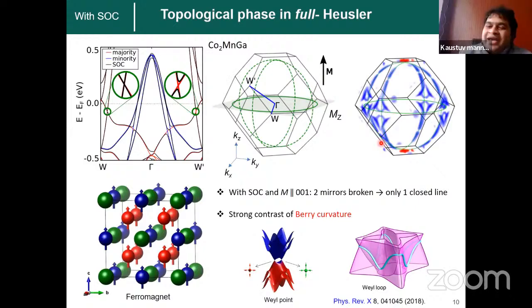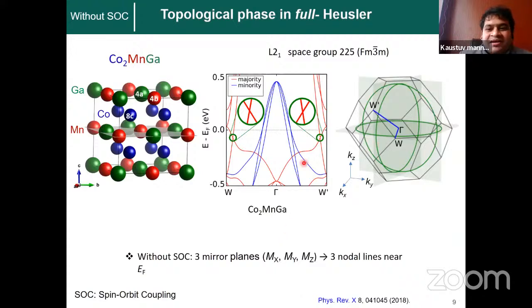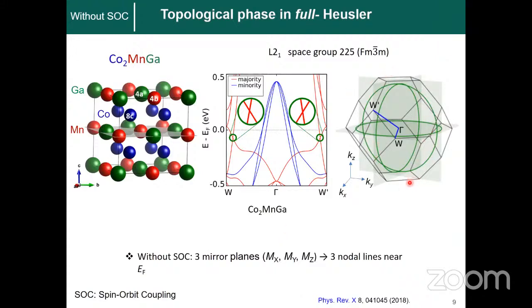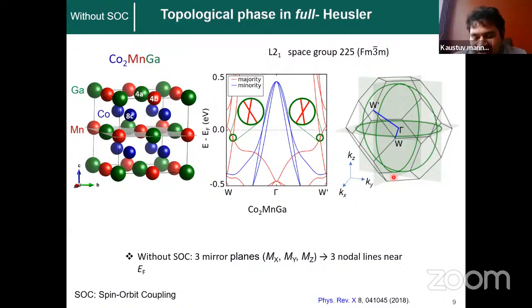So for that, what I feel is that, first, without SOC, you must have the nodal lines. Let's say you don't have any magnetic interaction in the material, it's non-magnetic, and you have the nodal line. Now once we incorporate the spin orbit coupling and also the magnetism in the material, the question is whether these nodal lines will be there or not. For example, I will give you another example.